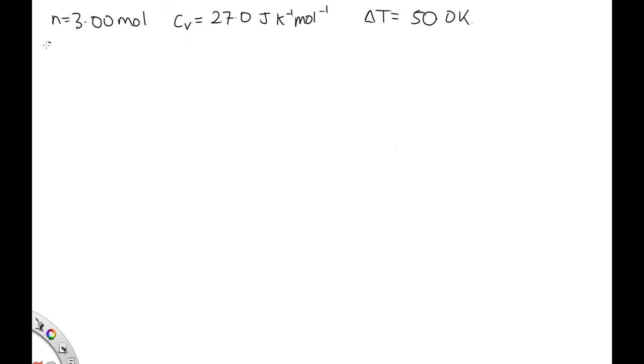Okay, so we're told that we have 3.00 moles of a substance. We're told that the specific heat at constant volume, CV, is equal to 27.0 joules per Kelvin per mole. And we're told that the change in temperature is 50.0 kelvins, an increase in temperature. And then we're asked for constant volume.